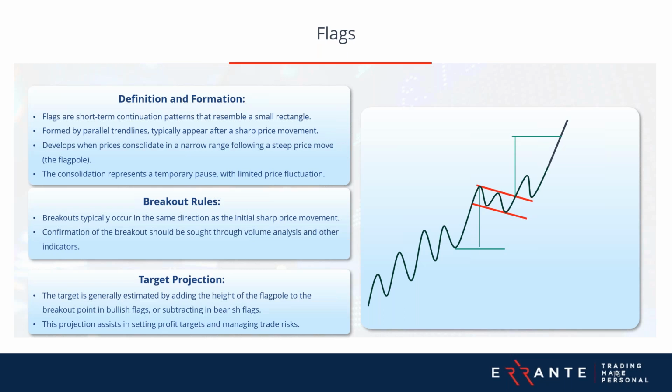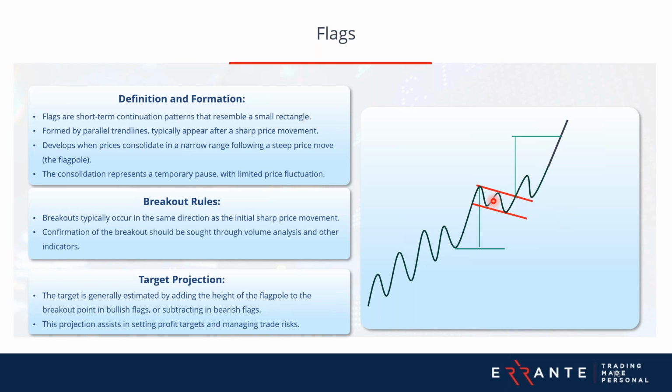Okay, when it comes to setting a price target post breakout, the general method involves measuring the height of the flagpole. In the case of a bullish flag, this height is added to the breakout point, while for a bearish flag it is subtracted. Okay, so this is a difference.